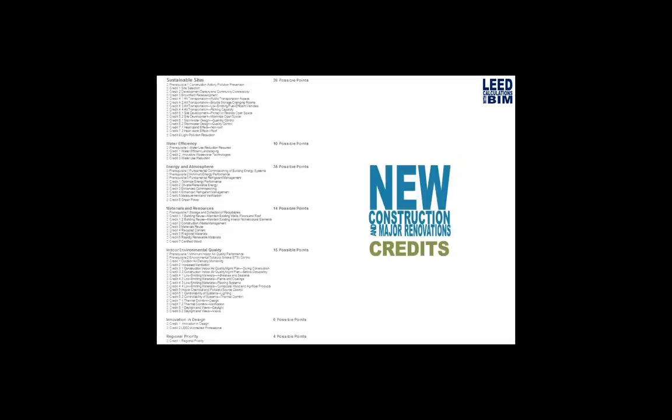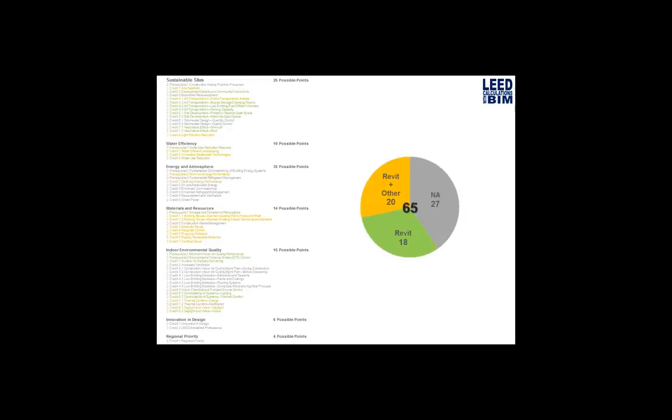So going back to the new construction major renovations rating system, these are the credits that are required under LEED 2009. And they're divided into 6 categories, and each credit is assigned a number of points. And so we went through each of these credits and their requirements and identified which credits can be calculated using Revit or Revit and some additional tool. And those are the ones that are shown in orange and green. So of the 65 credits that are possible, about 2/3 of them can be calculated using this method, which is a pretty good thing, that many credits you can actually pull information directly out of your design model.